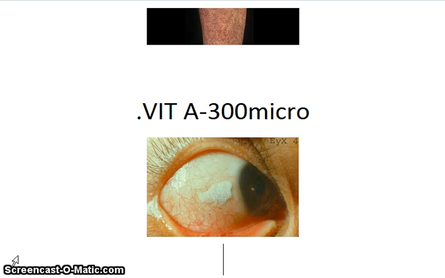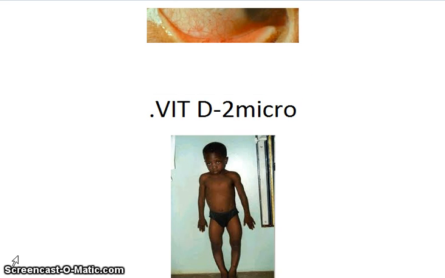Next is vitamin D deficiency. Vitamin D deficiency typically causes rickets, a skeletal deformation. As seen in the picture, the legs show bowing and the chest wall shows abnormal protrusion. On closer look, we also find the rachitic rosary, which is an elevation at the costochondral junction, and osteomalacia. The normal value of vitamin D is around 2 micrograms.